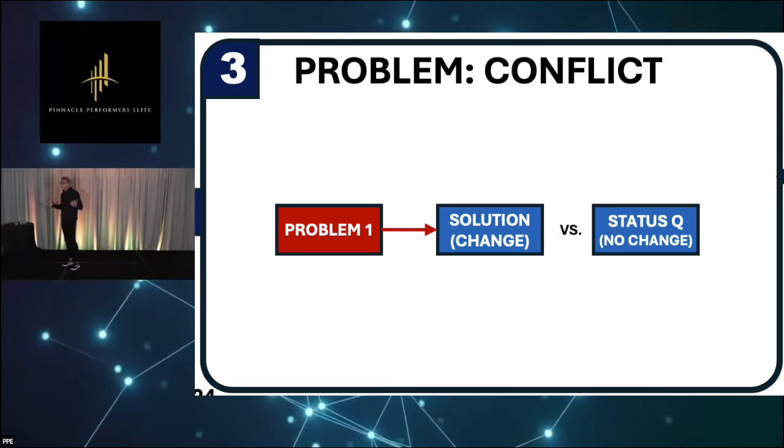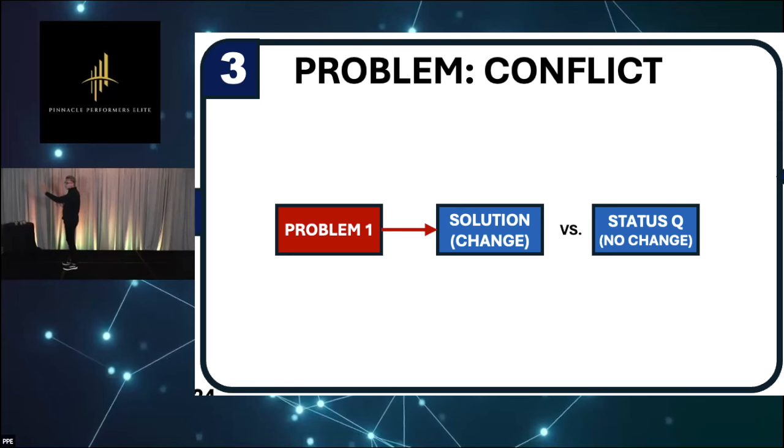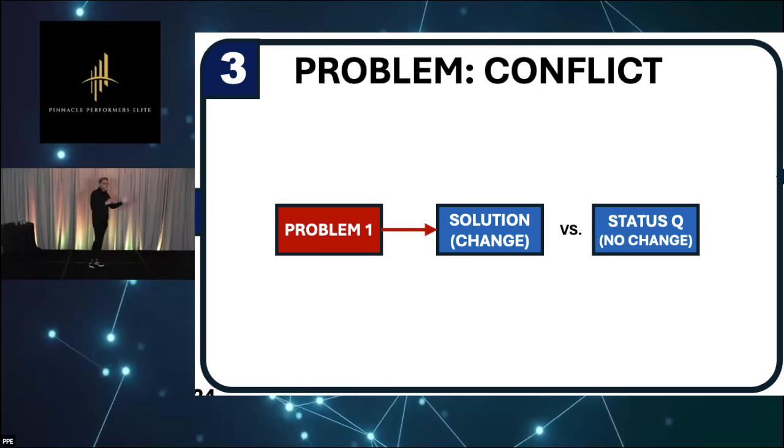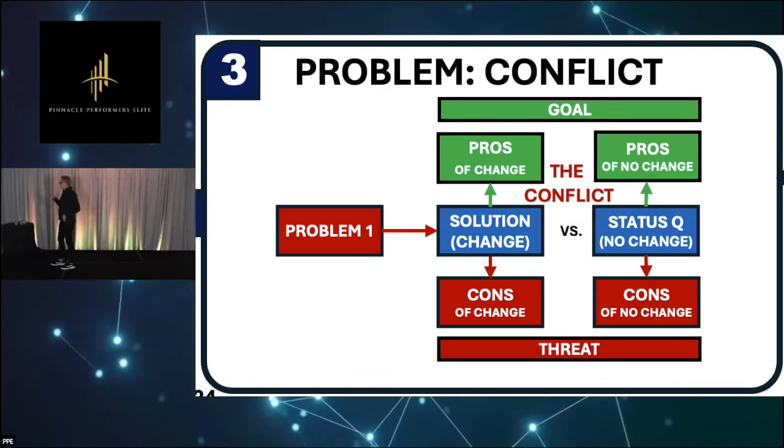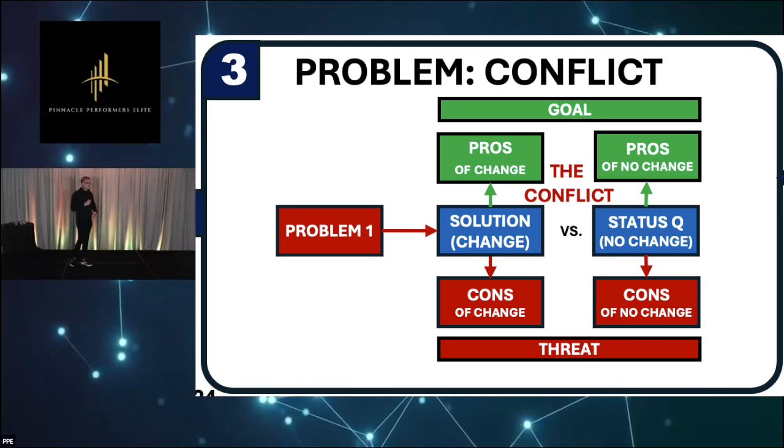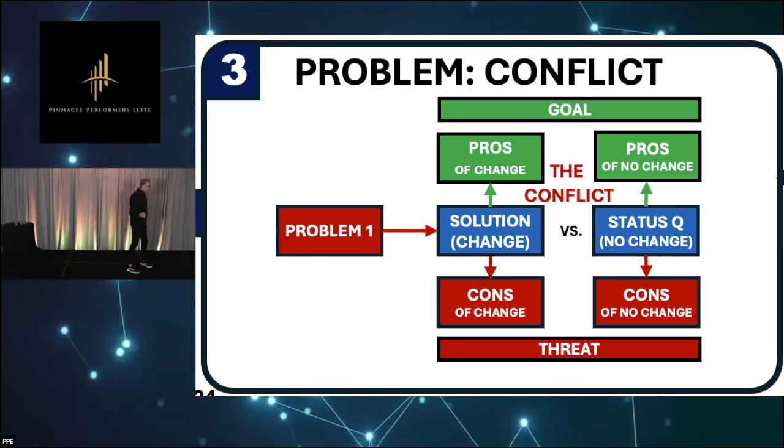Why can we get stuck? Because each of the alternatives, whether it is to implement the solution as a change, or not implement the solution, which is to maintain the status quo, or to implement another type of solution for that problem, if status quo is no longer an option, each one of these options has unique pros and cons. So none of those two are viable options. If I implement the solution, I have to give up the positives of the status quo, and I have to live with the cons of the solution. That makes it not viable.